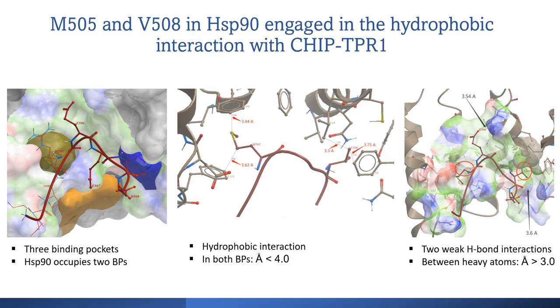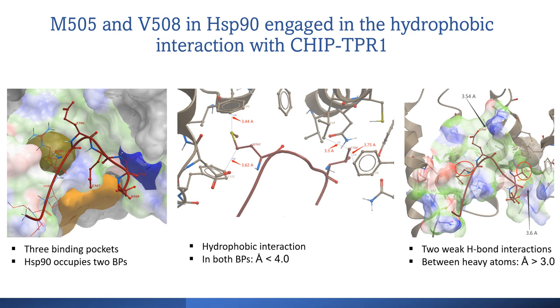Aside from the hydrophobic interactions, 2 weak hydrogen bond interactions were found. One is between E506 and K73, and another is between D509 and N66. The 2 hydrogen bond interactions are weak because the intermolecular distance measured between the 2 heavy atoms, which are the nitrogen and oxygen, is greater than 3.0 angstrom.